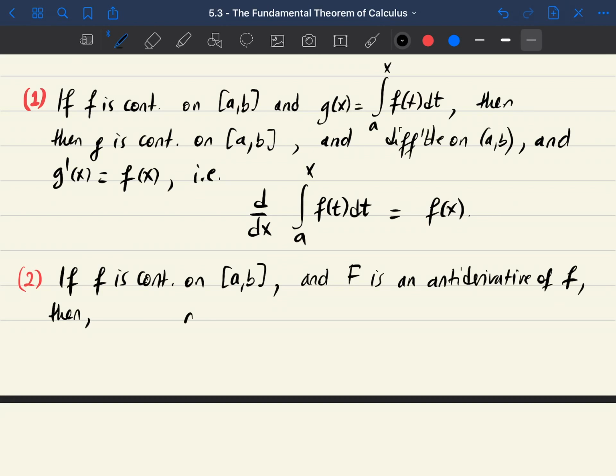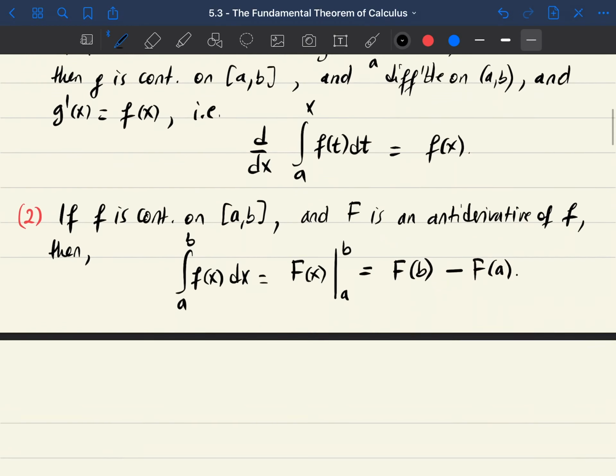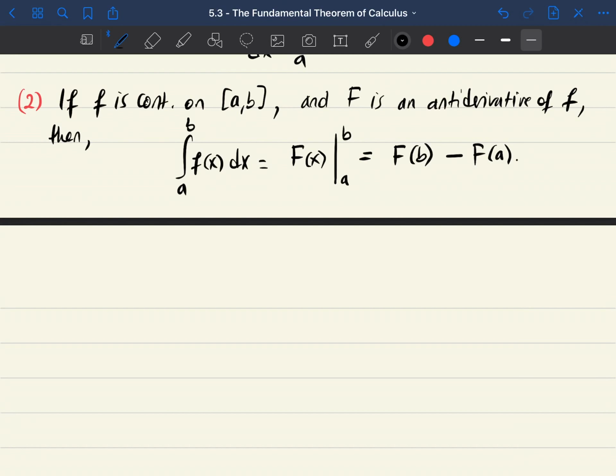So the integral from a to b of little f is equal to the following. So you have this notation, capital F, you put this vertical line, and then you say a and b like that. And this is equal to F evaluated at b minus F evaluated at a. So the second part means that the definite integral is the net change of an antiderivative of this function little f.